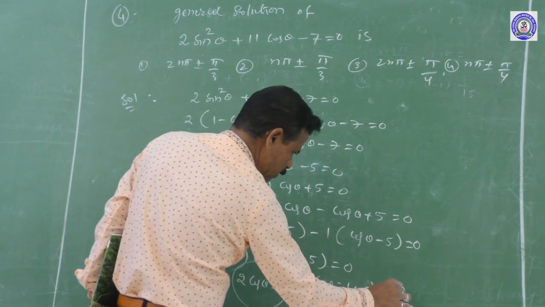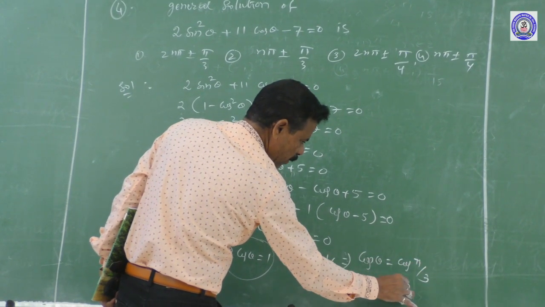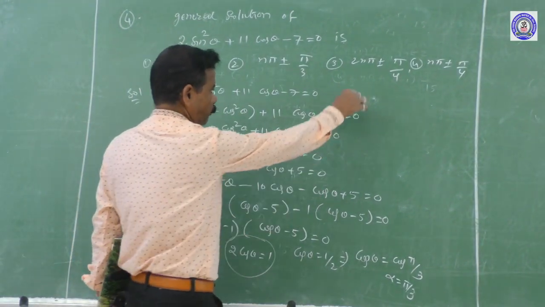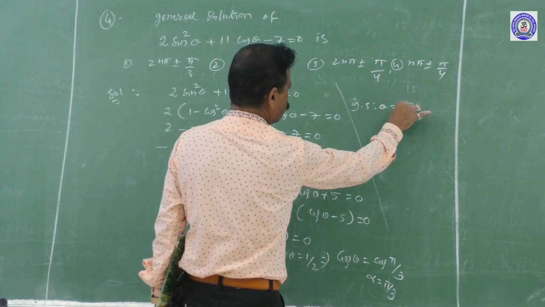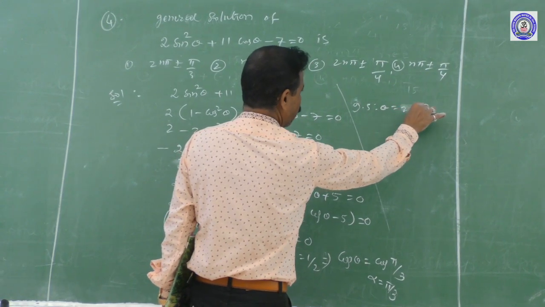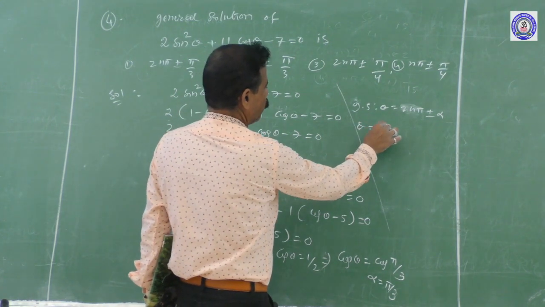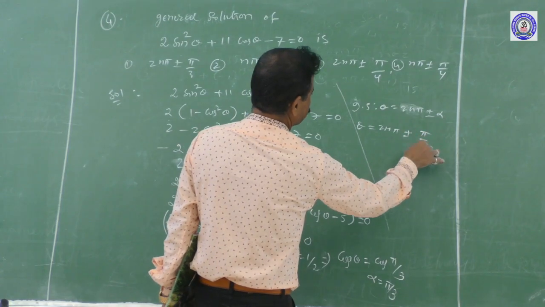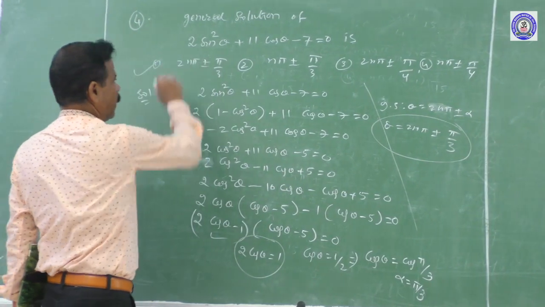It is possible only at 60 degrees. Cos theta is equal to cos 5 by 3. So here alpha is equal to 5 by 3. So for this general solution, for cos theta is equal to cos alpha, theta is equal to 2n5 plus or minus alpha. Here theta is theta, 2n5 as it is, plus or minus alpha is equal to 5 by 3. This is the solution. So here the answer, first option, is the right answer.